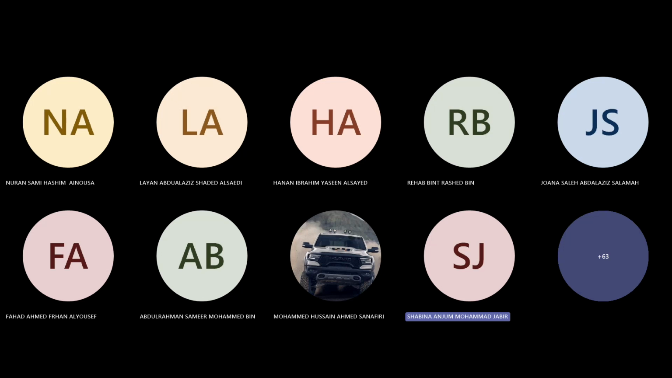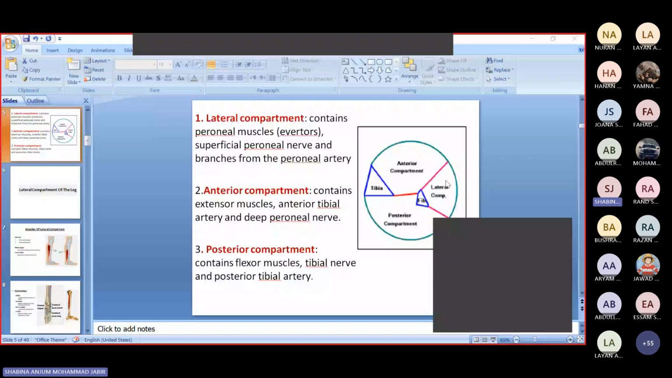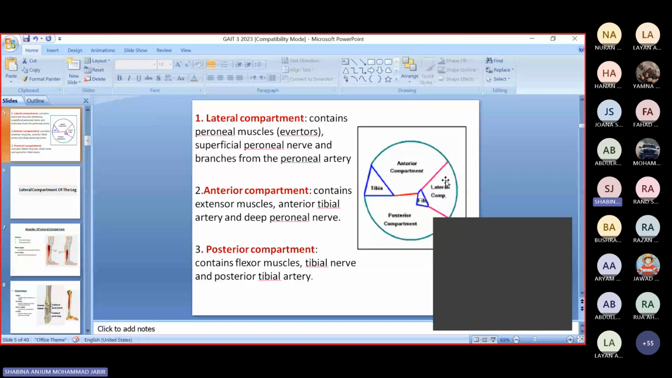Okay, so I was talking about the lateral compartment. So in the lateral compartment, we have the group that is called as peroneal. Peroneal, or you may call it fibular. In some books, they mention it as the fibularis.